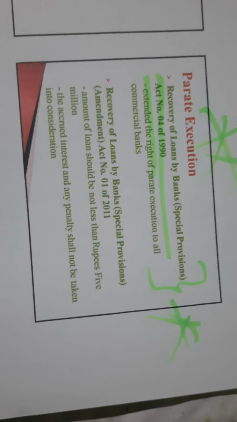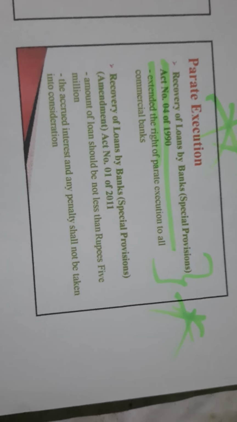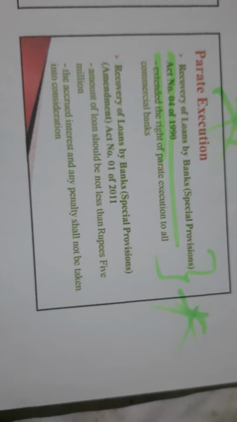Recovery of loans by banks, Special Provisions Amendment Act number 1 of 2011. This is the Amendment Act. The amount of loans should not be less than rupees 5 million. If it is below 5 million, we can't do the parate execution. The accrued interest and any penalty shall not be taken into consideration. Okay.